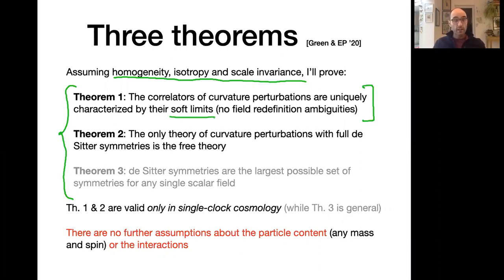The second thing I'm going to prove is that if you insist that the correlators we want to compute are also symmetric under full de Sitter isometries, then all of those correlators have to be zero. Meaning the only theory that has full de Sitter isometries and is the thing we measure is the free theory. This will motivate me to never use the de Sitter isometries except for homogeneity, isotropy, and scale invariance, and never use the de Sitter boost anywhere else in this approach. I'll give a clearer example of why we need to do that. There is actually another theorem that we proved in that paper, which is some equivalent of Coleman-Mandula for cosmology, theorem three. But I will not have time to discuss it unless people ask about it.